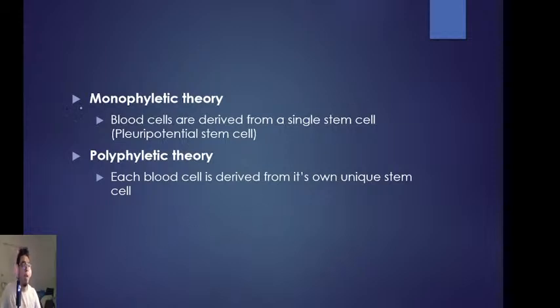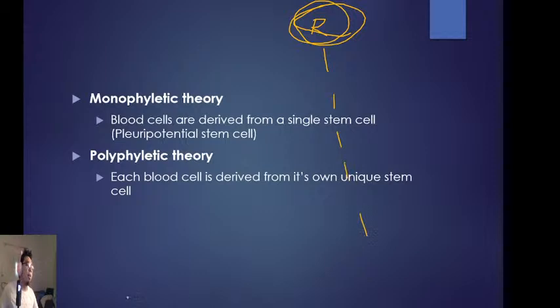Okay. So how do we differentiate monophyletic theory from polyphyletic theory? From the name itself, in monophyletic theory, blood cells are derived from a single stem cell. Okay? This is what you call monophyletic. So this one is pluripotent. So it could be what? It could be an RBC precursor stem cell, and it will only form RBC precursors.